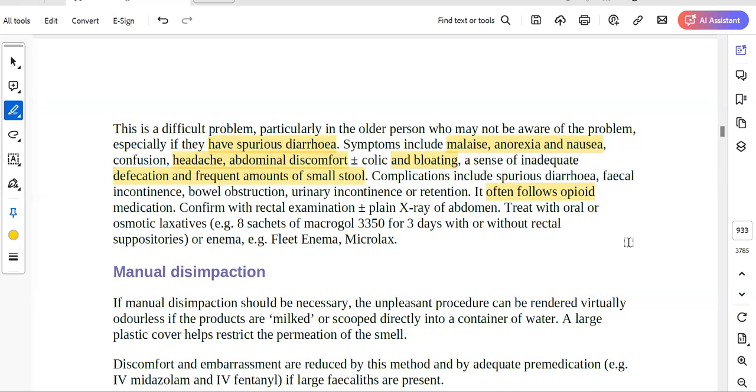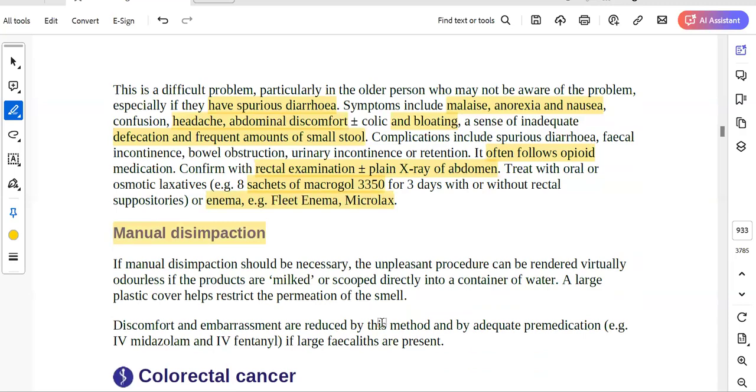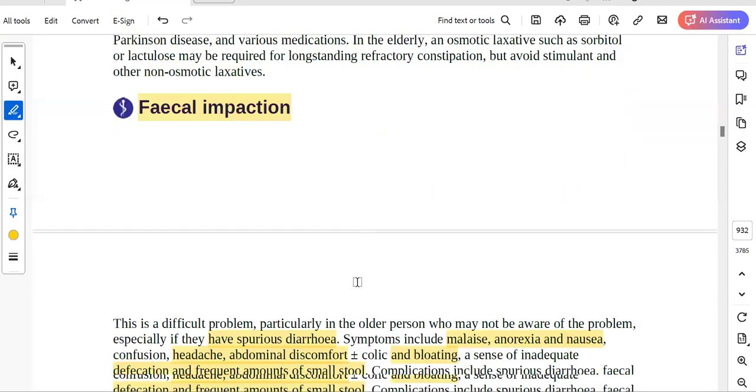If you suspect that an elderly patient might have a fecal impaction, the first thing that you do is the per rectal exam. You feel the rectal area for any hard stool. Then you can do a plain X-ray of the abdomen, which can confirm it. If it is confirmed, then you will give them laxatives first. Either you can try a high dose of Macrogol or Movicol. If that doesn't work, then you go for enema. If enema is not working, then manual disimpaction. That means with your finger, you will need to remove them. Okay, so that's the treatment for fecal impaction.